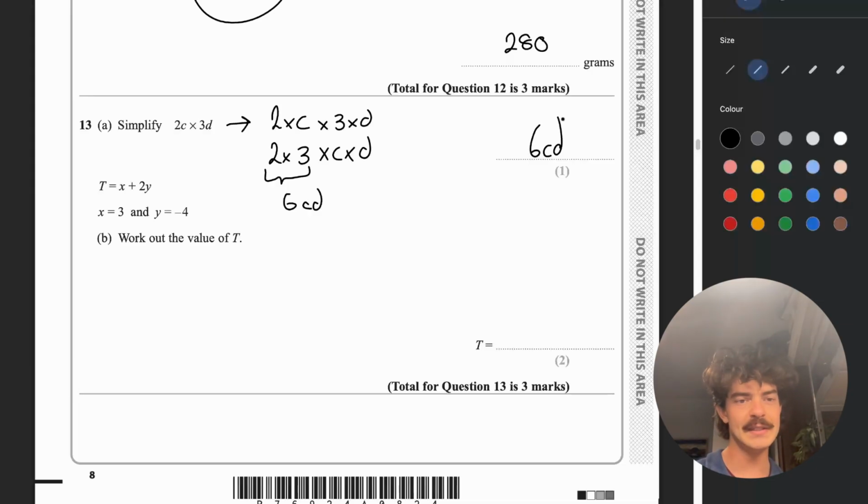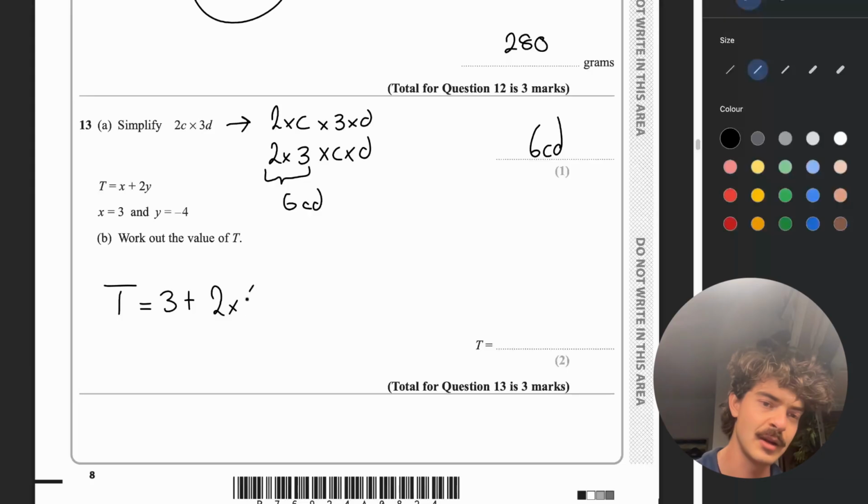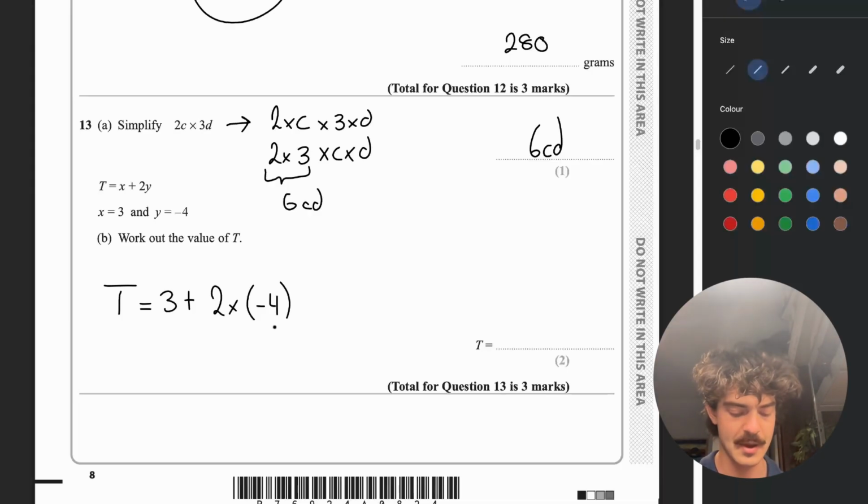Next up, we've got some substitution, where we've got values for x and y, and we're just going to plug them into our equation. So t is equal to x, which is 3. And then over here, we've got add 2 times by, I'm going to put this in brackets, minus 4. I'm putting it in brackets just to make sure that we know that that negative is there. You've got a calculator. Don't risk it. Plug it in. I'm sure a lot of you, though, would be absolutely capable of doing that. So, yeah, minus 5.